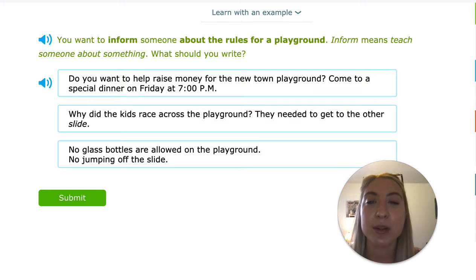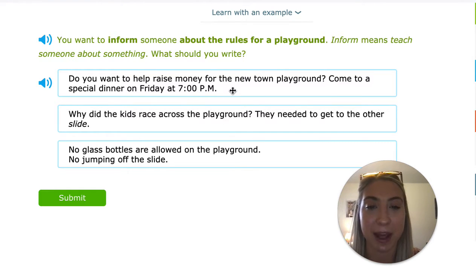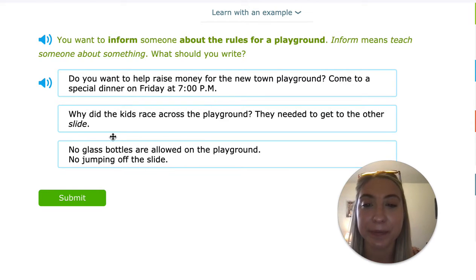So if we want to inform someone, when we think of inform, we're telling them facts about the rules for a playground. Remember, inform means teach someone about something. What should we write? So we want to teach someone. Do you want to help raise money for the new town playground? Come to a special dinner on Friday at 7 p.m. Well, that's not teaching us anything. That's more persuading us to say, come help us and get some food. So that would be persuading, not informing.